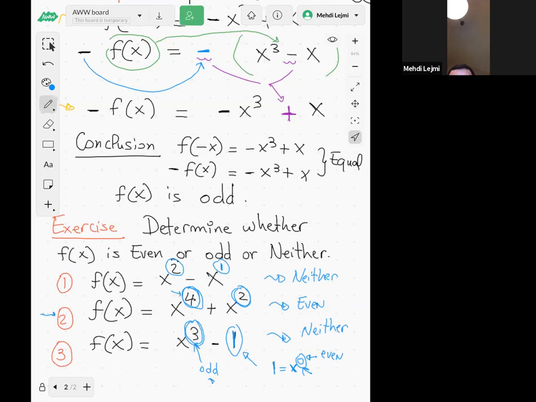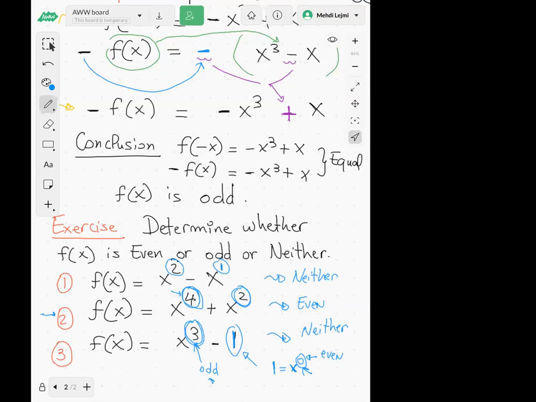So what I'm saying is, if all the powers are even, like in number 2, what are the powers in number 2? 4 and 2, right? So both of them are even. So then the function is even.